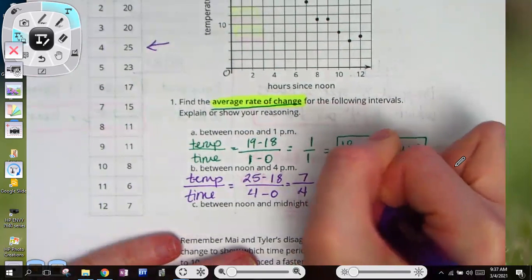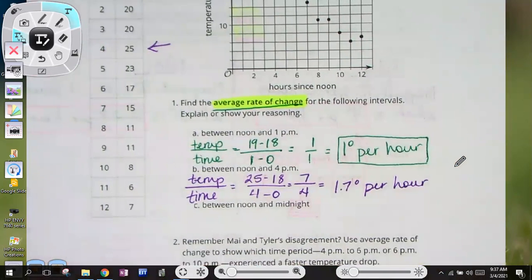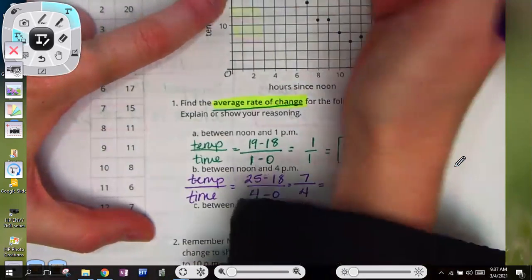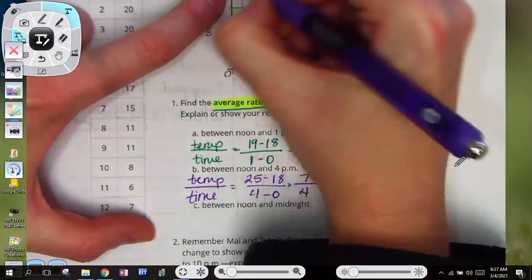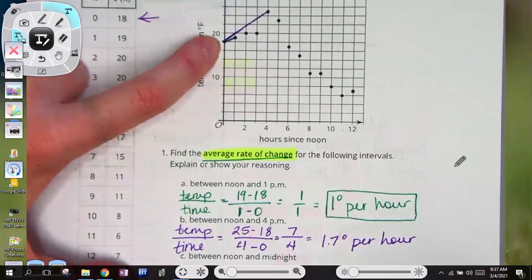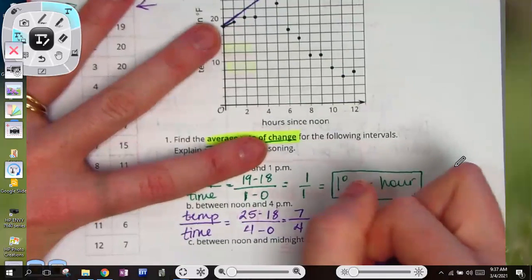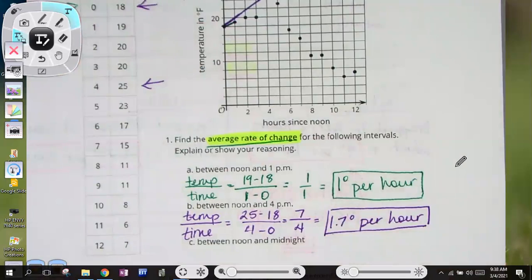1.7 degrees per hour. So if I connect my points at 0, 18, which is right here, and 4, 25, boom. Does it make sense that the average rate of change is a positive number? Yes, because what's my line doing? It's increasing. Last one, and then we're done.